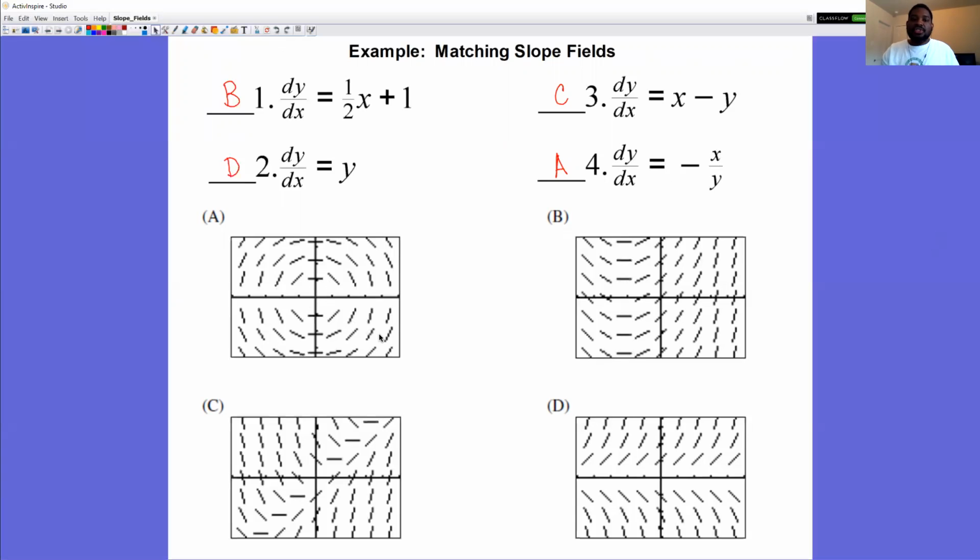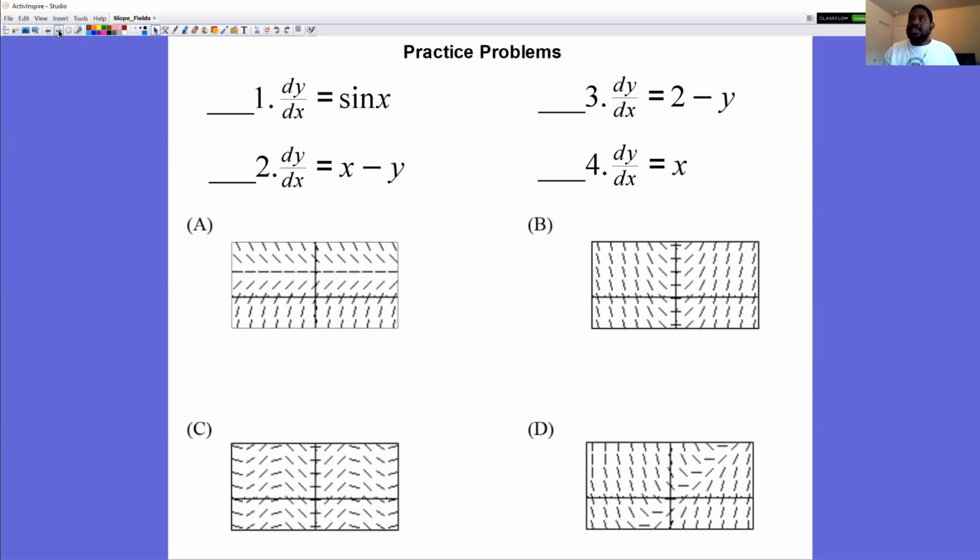So a strategy to match a slope field with a given differential equation is to look for some 0 slopes and some undefined slopes, and maybe slopes of +1 or -1. That's the best strategy I can give you. So now if you understand that, you can try matching these slope fields. Match these slope fields based off these differential equations.